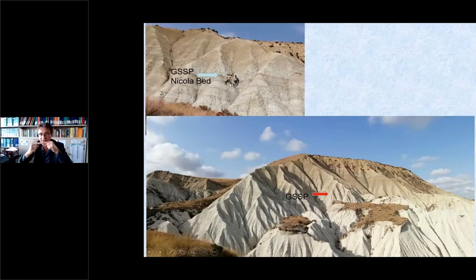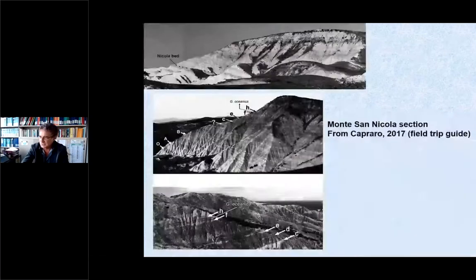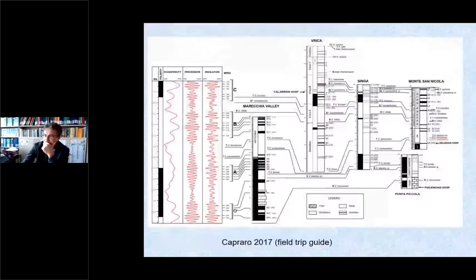We have a correlation between Punta Piccola and Monte San Nicola, Gela by using the Nicola bed that corresponds to sapropel A5. We have a lot of foraminifera, nannofossils and paleomag that permit us to correlate sections. These are courtesy of Capraro, who sent a field trip guide for the UNESCO workshop made in Palermo in 2017. You can see that the Monte San Nicola section has been correlated with Punta Piccola, Singa, Vrica and other sections.